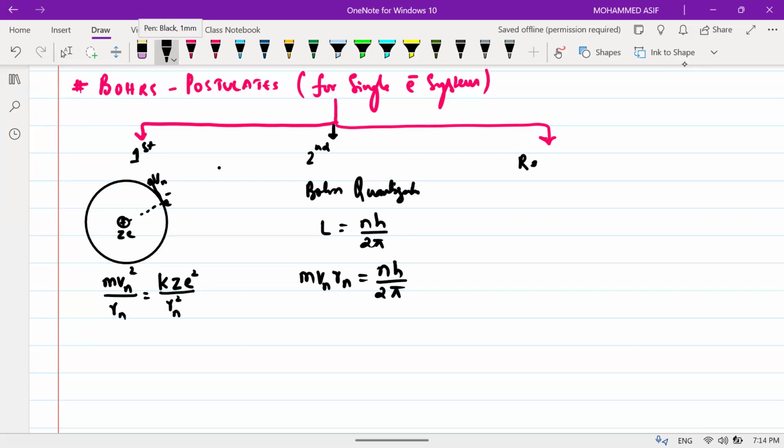Whenever an electron jumps from a higher orbit to a lower orbit, it emits the energy in the form of a photon. Very good. It will be releasing the energy. That is your third postulate. That's what I need to remember.